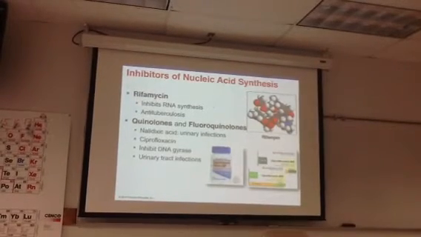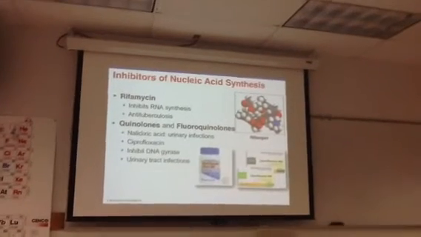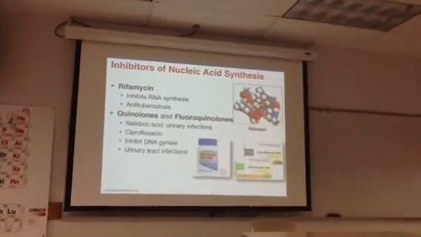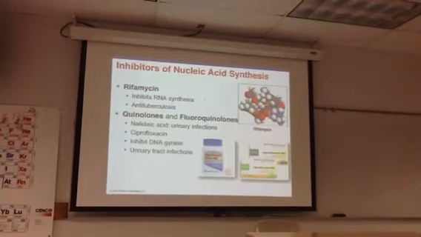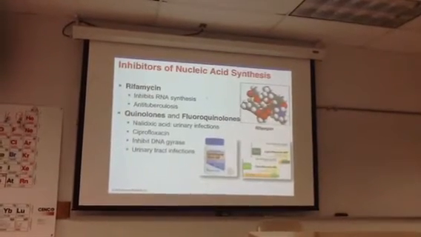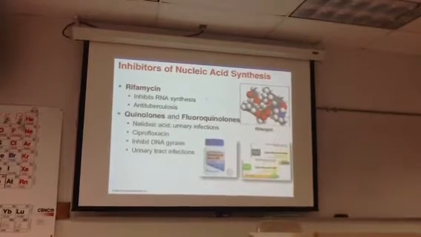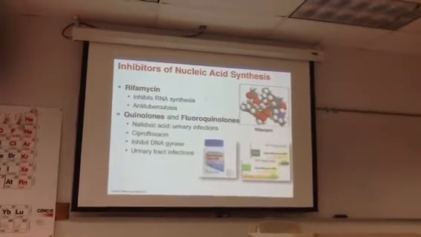To stop the nucleic acids from assembling, you can stop the RNA from being made. If you stop RNA from being made, you stop proteins from being made. Stop proteins from being made, then nothing in the cell is going to be expressed. You can stop DNA gyrase. So if your DNA can't be wound and unwound, then you can't replicate it.